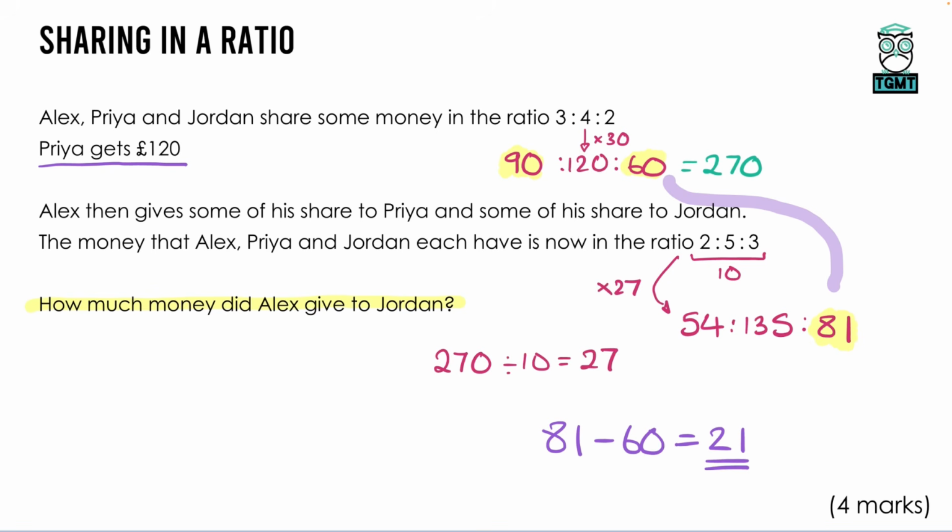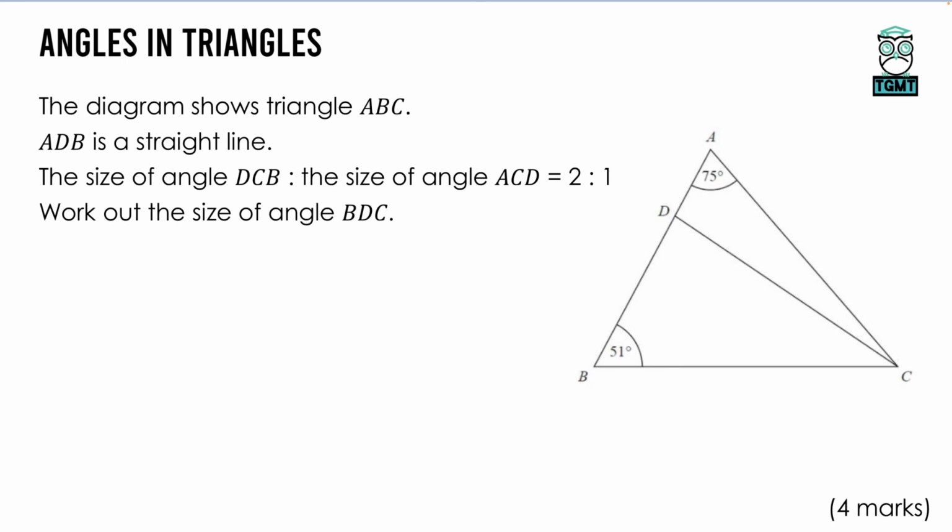Okay, so in this question we have some angles involved, but we also have some ratios involved within these angles. So this particular one focuses on a triangle, but of course this could be involved in any type of shape. Now we know that in a triangle, the angles add up to 180 degrees.